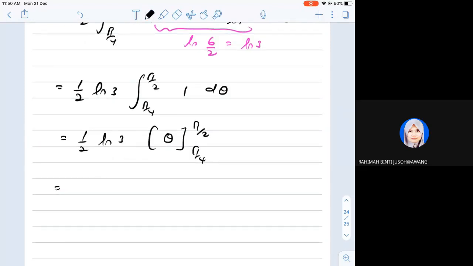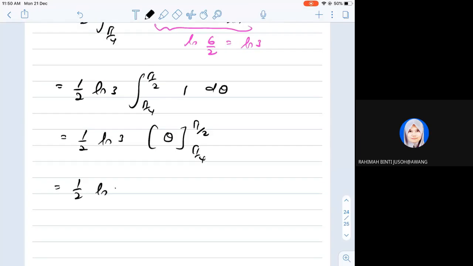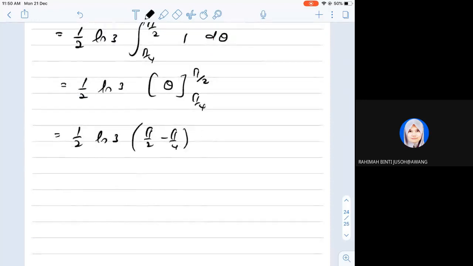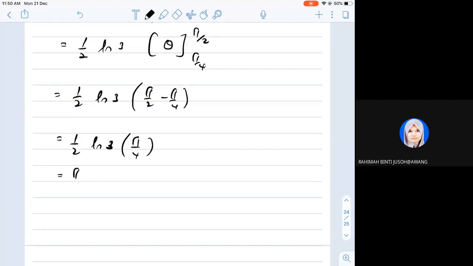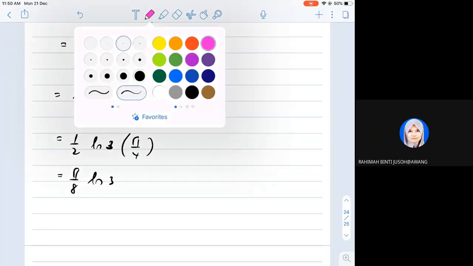Okay, so 1 over 2 ln 3 times pi over 2 minus pi over 4. So that is pi over 4, since 2 minus 1 is 1, so pi over 4. 1 over 2 ln 3 multiplied by pi over 4, so we will get pi over 8, isn't it? Pi over 8 ln 3. Okay, that's the answer.